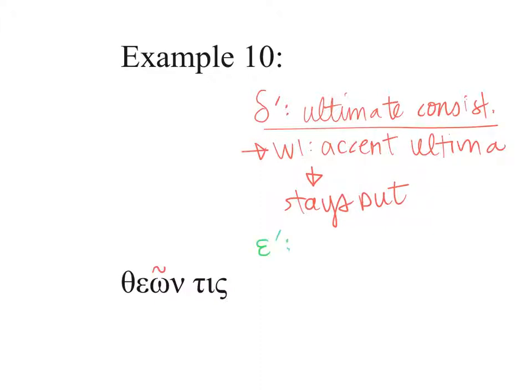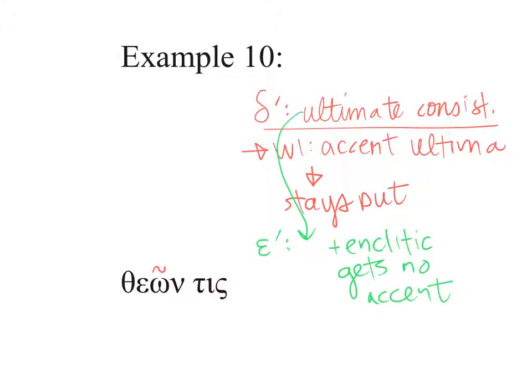Rule epsilon is a continuation of ultimate consistency, and then it also has to deal with the enclitic. And rule epsilon happens to be called enclitic gets no accent, so you can guess where this is going. But the rule epsilon is basically this. When word 1 has an accent on the ultima, the enclitic doesn't get an accent. And that's it. So, theon tis, as we've marked it up, is how it's going to be. And that's our final answer for our final example.